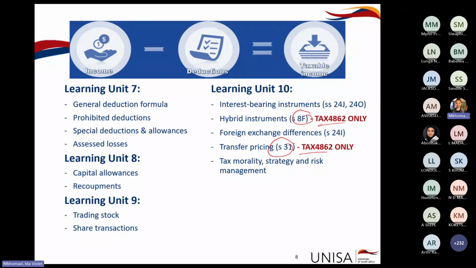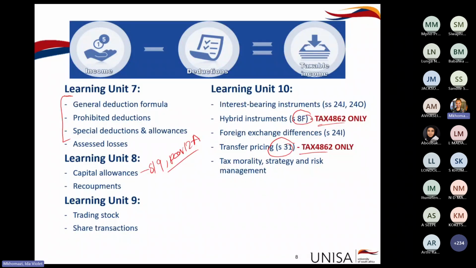What I mean is that there are some topics or sections that we have excluded from the text 4861 syllabus. So it's important that you pay attention to your study guide, look at the table of reference, and see which sections are examinable and which ones are not examinable. If I think from the top of my head, in LU7, all these topics are in scope for both level 1 and level 2. Then for LU8, I think we took out section 19 and paragraph 12A.